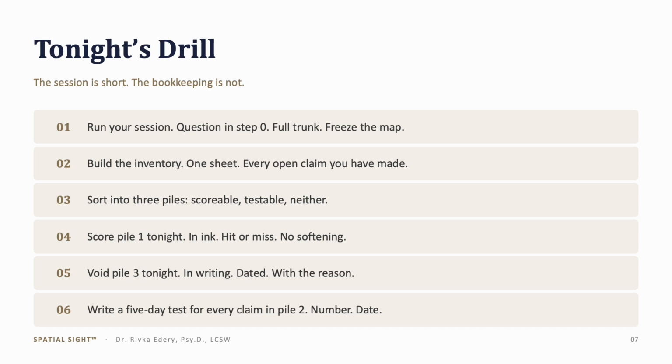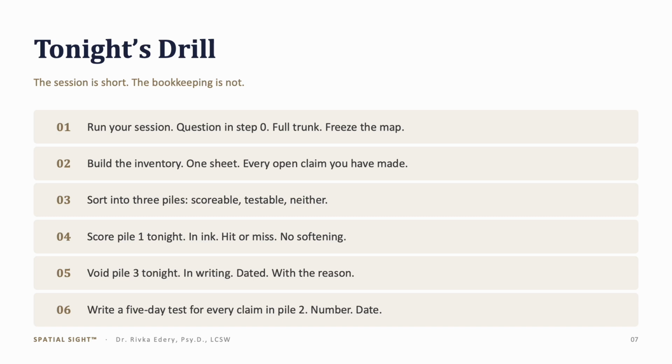3. Sort into 3 piles. Scoreable now, testable in 5 days. Neither. 4. Score pile 1 tonight in ink, hit or miss, and no softening, no partial, no inconclusive, no did not fully resolve. You know what those words are by now. They are the careful hedge, and they are how a miss escapes being a miss. 5. Void pile 3 tonight in writing, dated with the reason. Window exceeds practicum, cannot be honestly scored, removed from scoring.